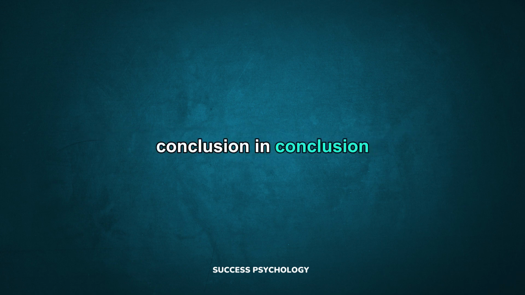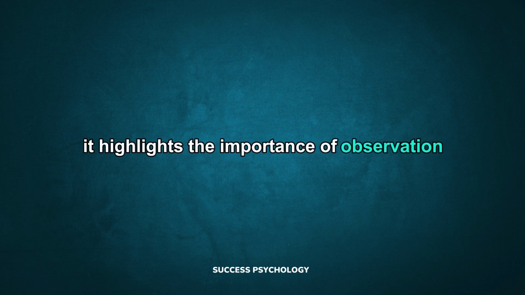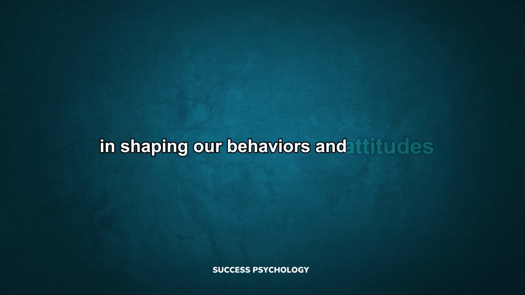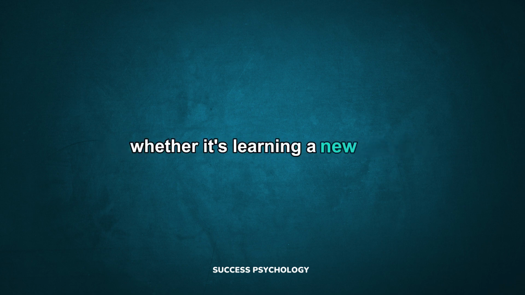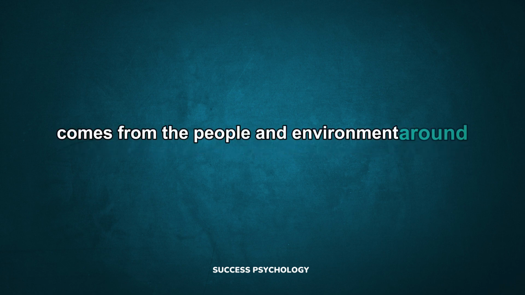Conclusion. In conclusion, social learning theory provides a valuable framework for understanding how we learn from the world around us. It highlights the importance of observation, imitation, and social context in shaping our behaviors and attitudes. Whether it's learning a new skill or adopting social norms, this theory shows us that much of our learning comes from the people and environment around us.